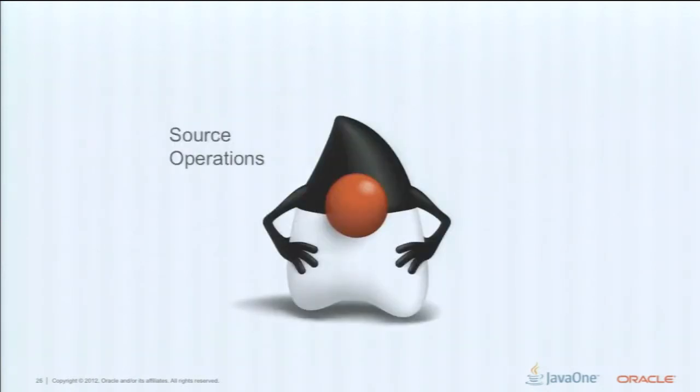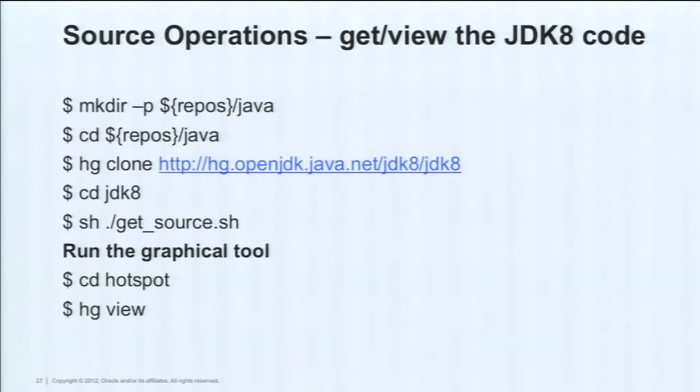Okay, now source operations. How to get the JDK code? You need just to create your local directory and then clone the code from the OpenJDK website. What you need to do is first clone the main infrastructure directory, then run the script get_source.sh, and it will clone the rest of the OpenJDK repositories in parallel.